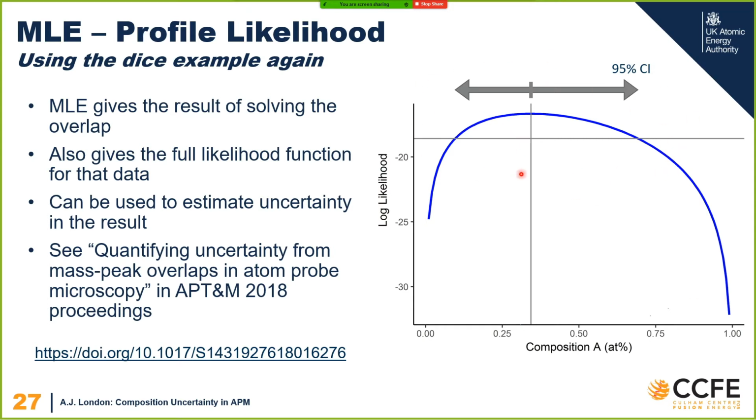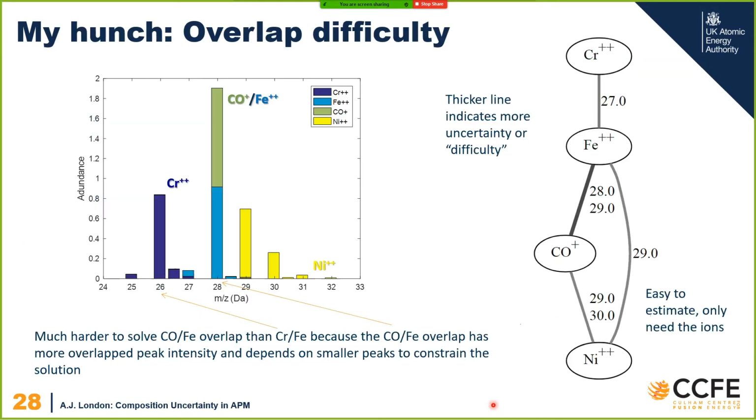So this is what's called a Wald test. You just go from the top, you go down, I think it's 2 log values, and then you draw across, and this gives you a 95% confidence interval. Very straightforward. Obviously, the shape of this curve is going to give you either a narrower or a wider distribution in your estimated composition. This is a little diagram showing some different ions overlapping with each other, and I've represented that as an overlap diagram.